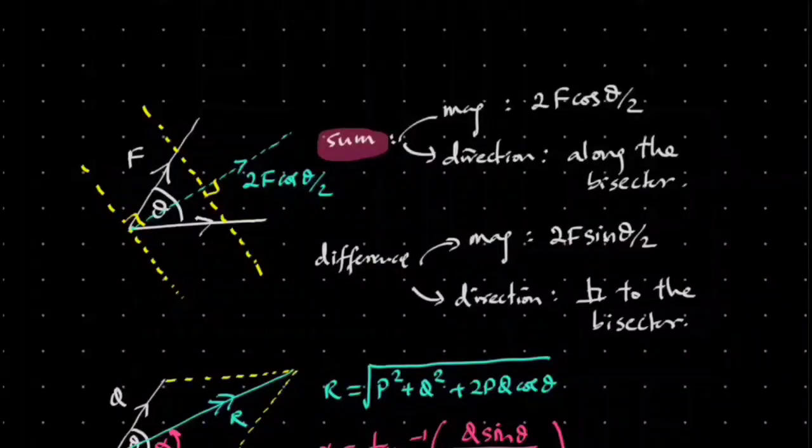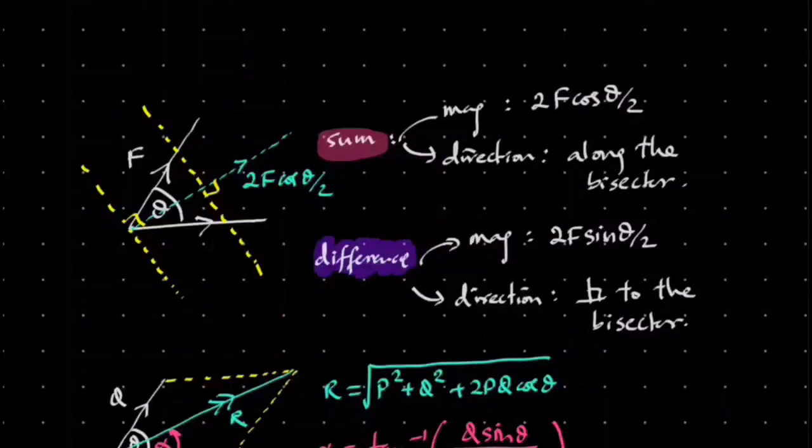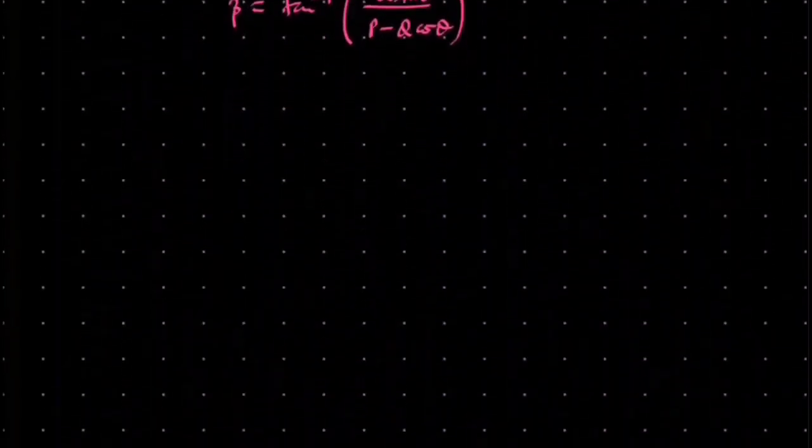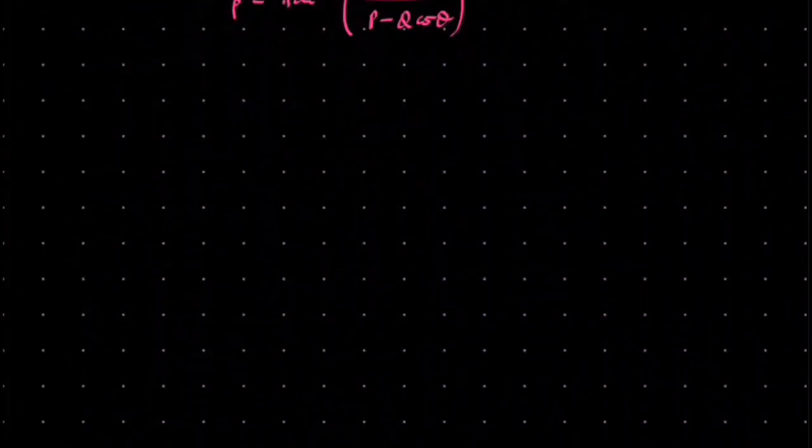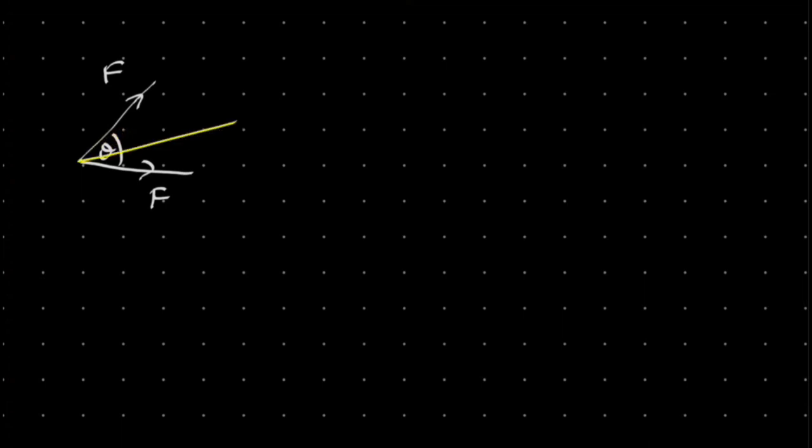Let's first try the sum, then we will try the difference. If we use the formulas properly, we should get these answers and the directions properly. So first we will try the sum. I'm going to do it fast. I'm not going to talk too much. Okay, let's add these two vectors together. This one being f, this one being f, the angle between them being theta, and the resultant I want to figure out. So I plug it in the formula.